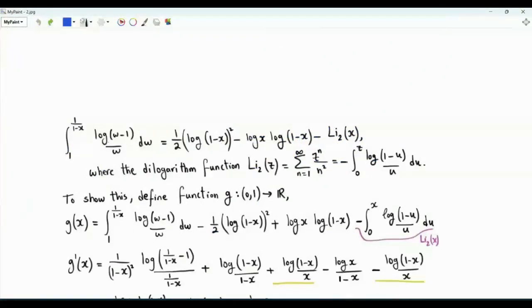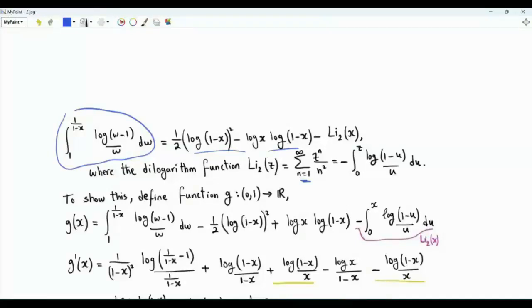Our integral of interest can be expressed in terms of the Dilogarithm function. The Dilogarithm function, Li2 of z, is this summation n from 1 to infinity, z to the power n divided by n squared. And this is when the magnitude of z is less than or equal to 1. As an integral, the Dilogarithm function is minus the integral from 0 to z log 1 minus u divided by u du.